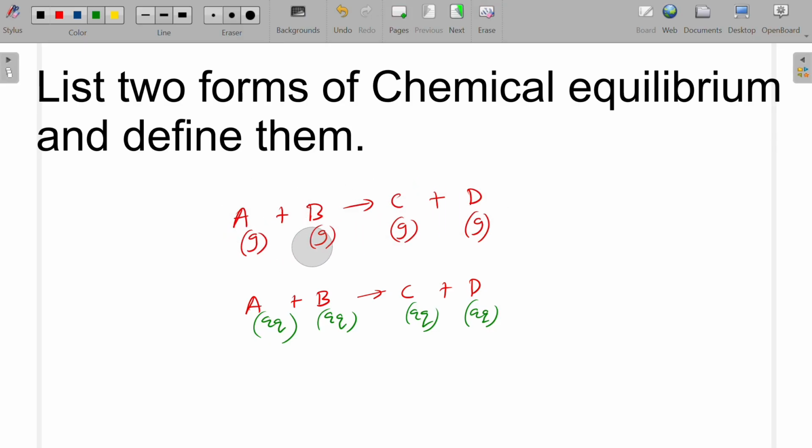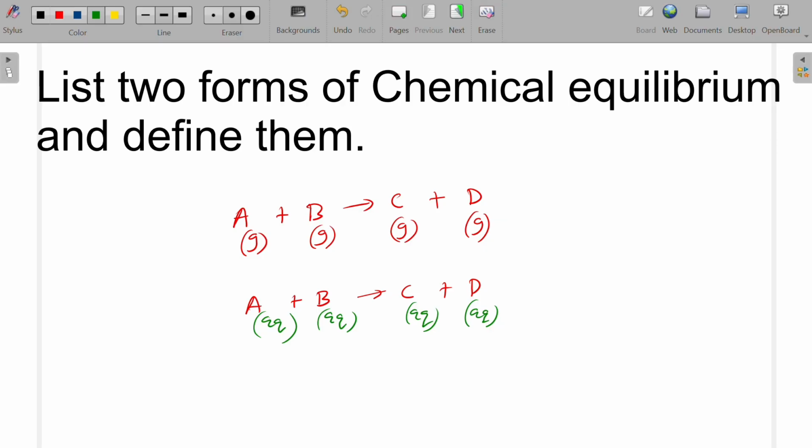We can see this is gaseous, gaseous, gaseous, gaseous. Even here we have aqueous, aqueous, aqueous, aqueous. So as long as the states in which the chemical species involved in that chemical reaction are all in the same phase, it means what we have is a homogeneous type of chemical equilibrium. You have guessed the next one already. Yes, that's correct. That's a correct guess.